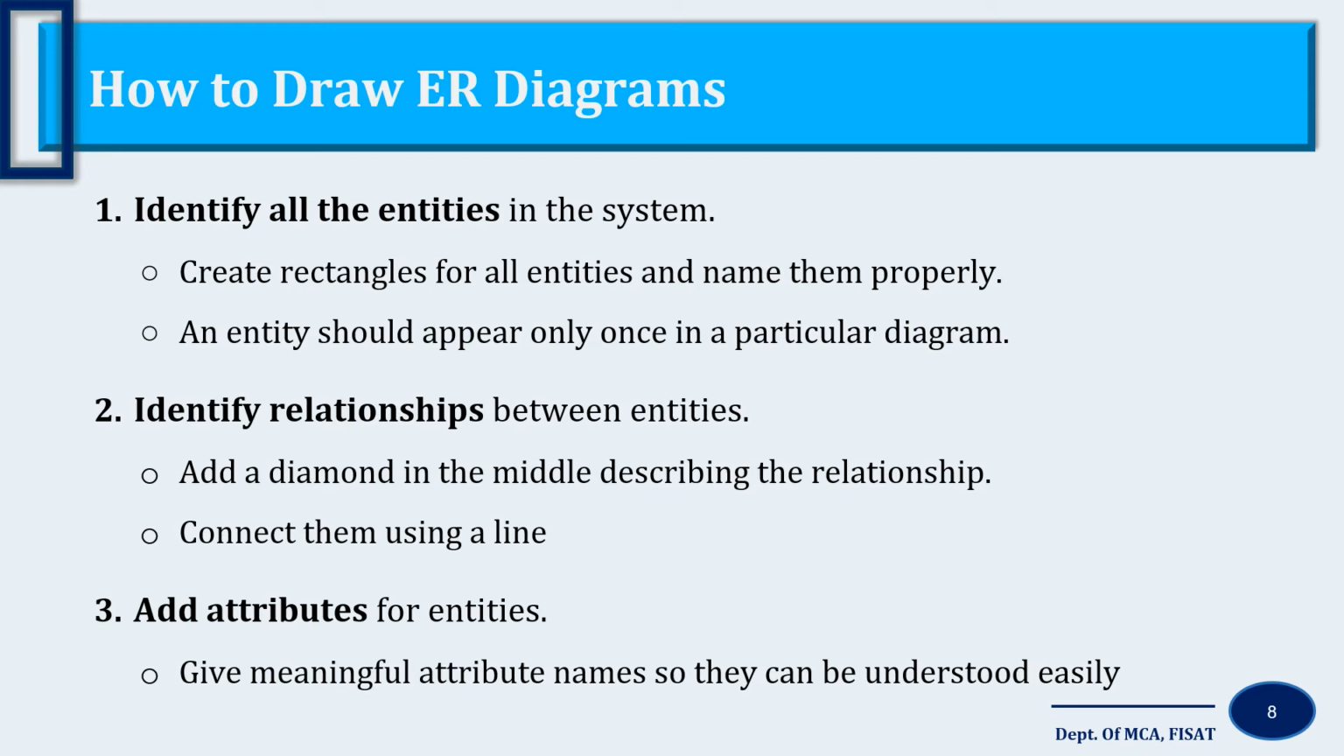After identifying the entities and the attributes, we have to find out the relationships between the entities. These relationships are represented using a diamond. So we have to add a diamond in the middle of these entities to describe the relationship and connect them using a line. A line is used to connect the entities to the relationships. So these are the three steps that we have to take care of to draw an ER diagram.